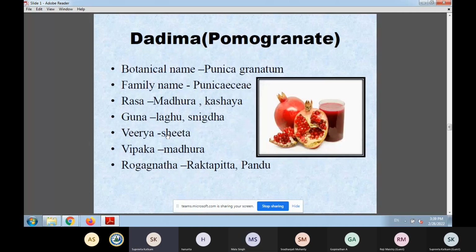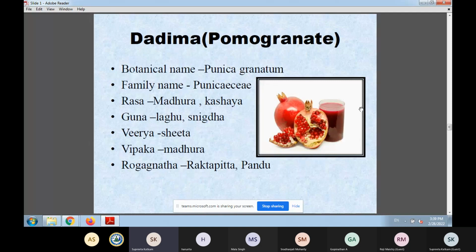Moving on to another one. All of you are aware of this. Here, pomegranate, Anar. When you take the sweeter part, or when it is fully ripened and a good quality fruit, it is Madhura and Kashaya Rasa. The pulpy pink part is Madhura Rasa. The seed within it is Kashaya Rasa, or astringent.